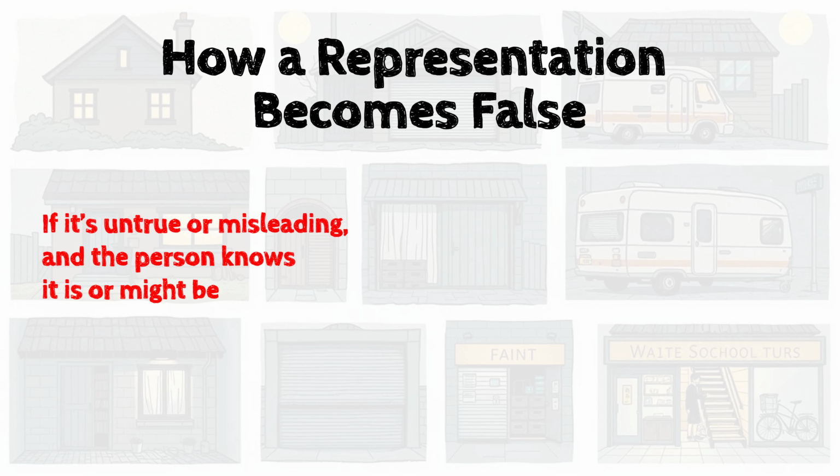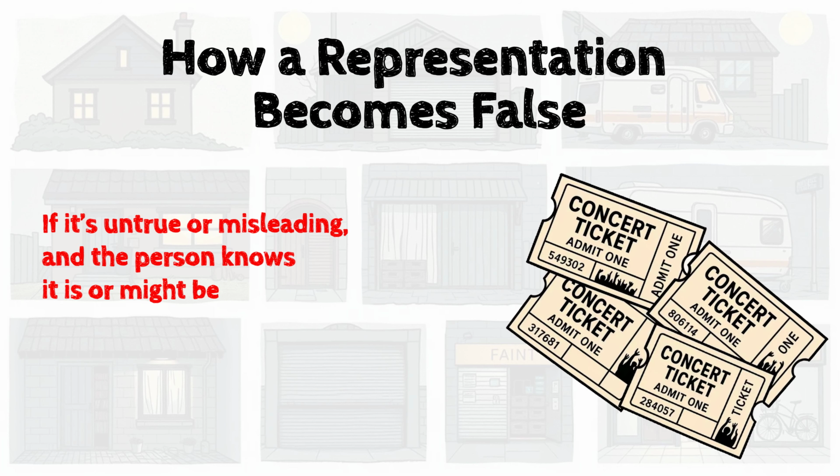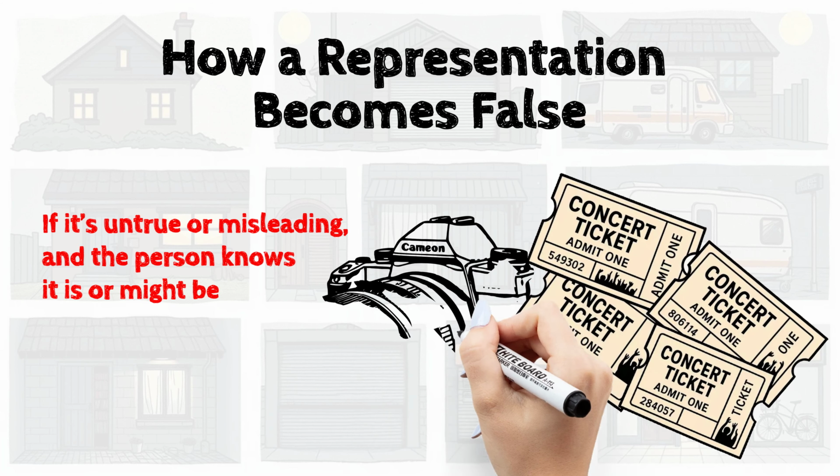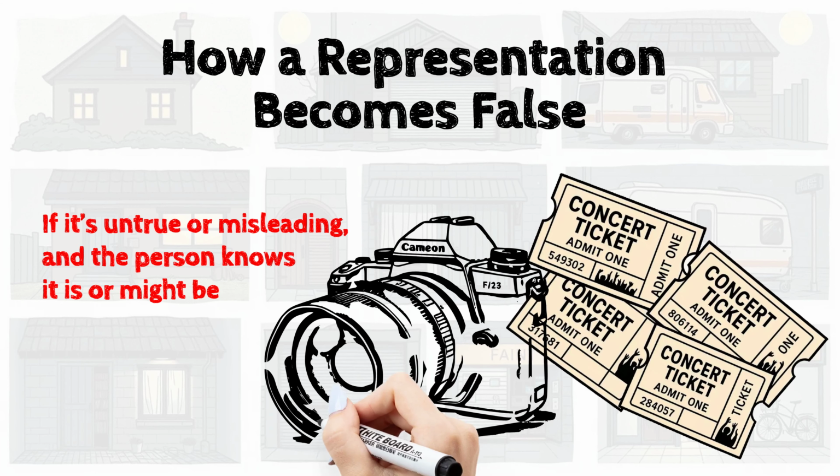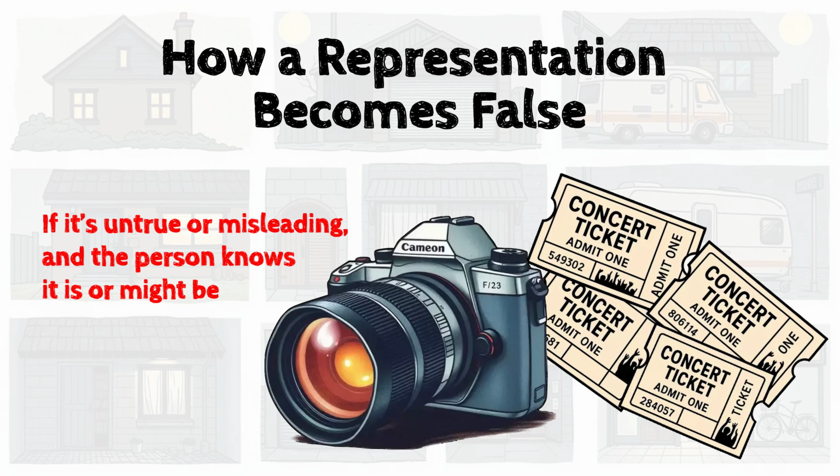How a representation becomes false. A representation is false if it's untrue or misleading, and the person knows it is or might be. It's not an accident or mistake. It's a conscious lie or risk. For example, selling fake concert tickets or electronics online knowing they don't exist. That's fraud by false representation.